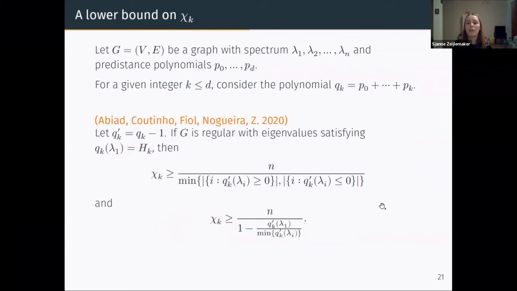And if we combine this with these two classical bounds that we saw, then we get the following two lower bounds for the k-chromatic number, as long as the graph is regular. So we see that this first one resembles the Svetkovich bounds, where now there is this polynomial q involved, and the second one looks a lot like the Hoffman bound.